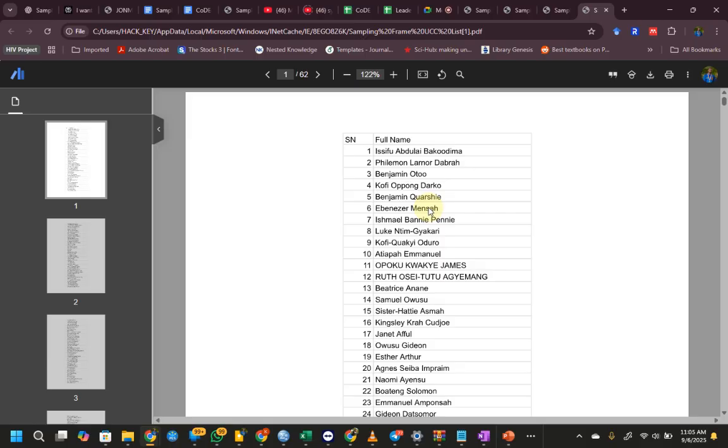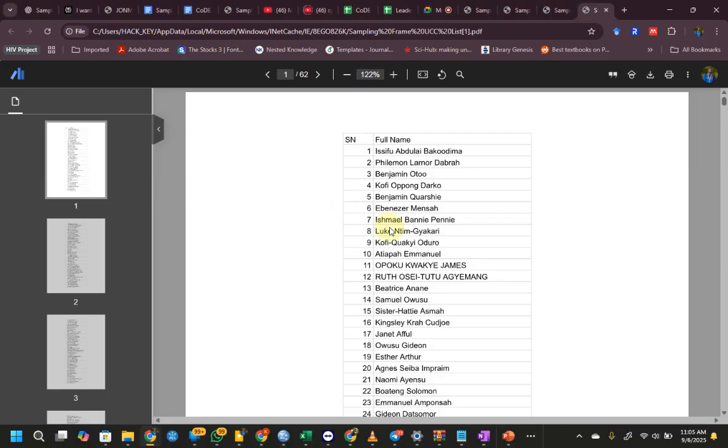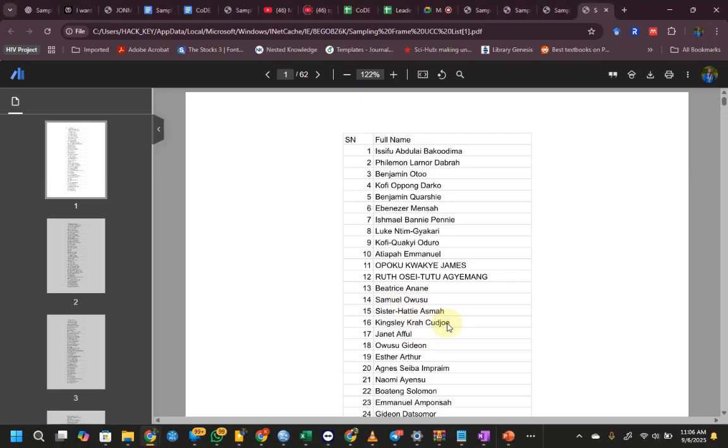Then, once you've gotten Ebenezer Mensah, you then add the third step, which is the final one. You add the sampling interval to the first random number. So the sampling interval was 10. So you add it, you get 16. Who is the 16th person? Kingsley Krakujo will be your second element.